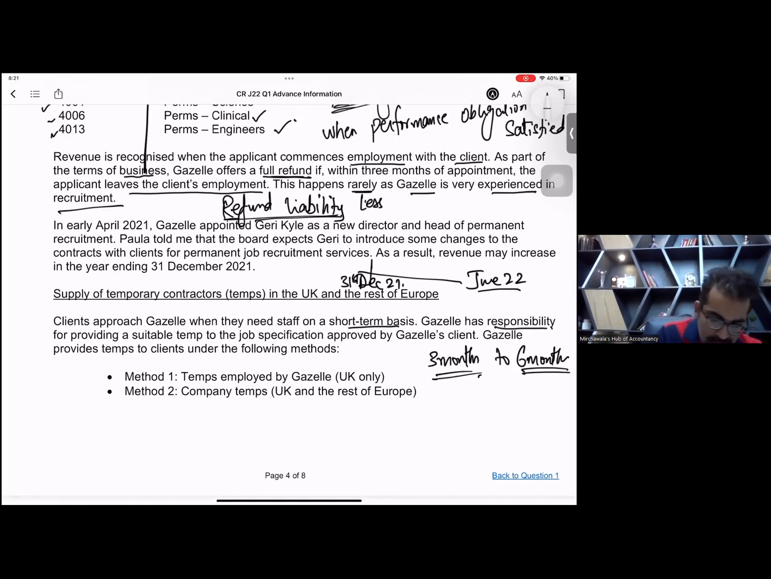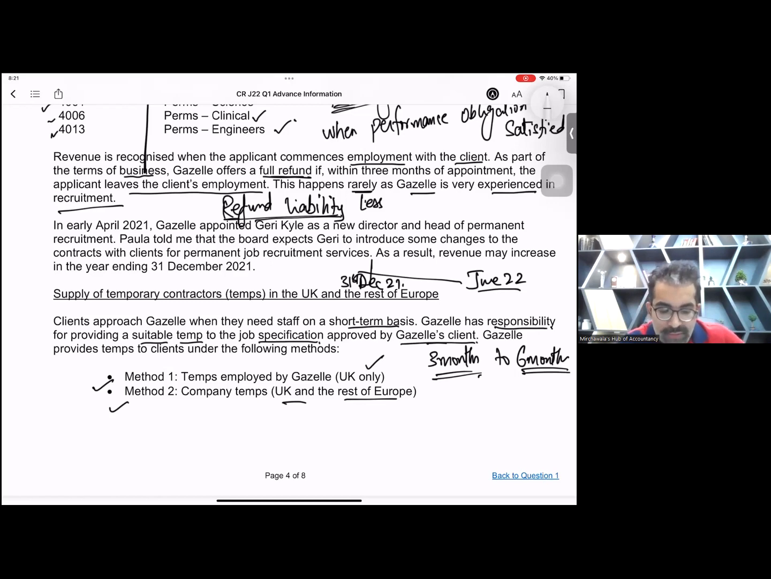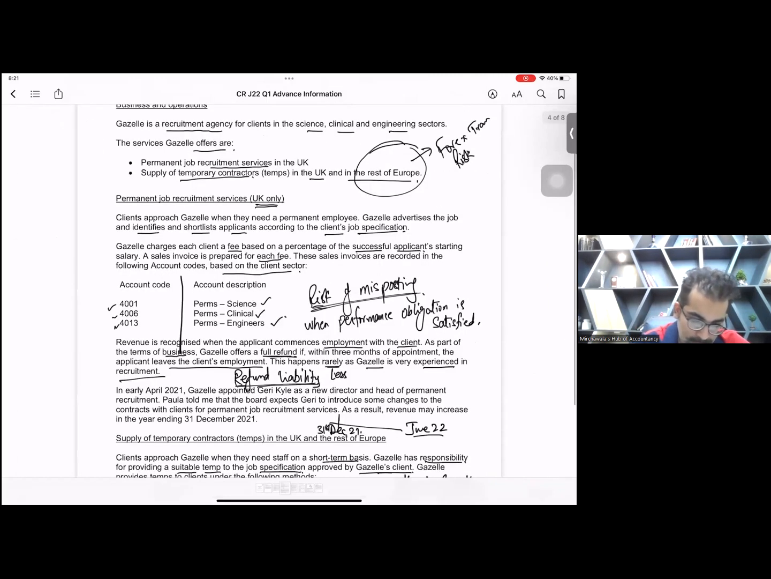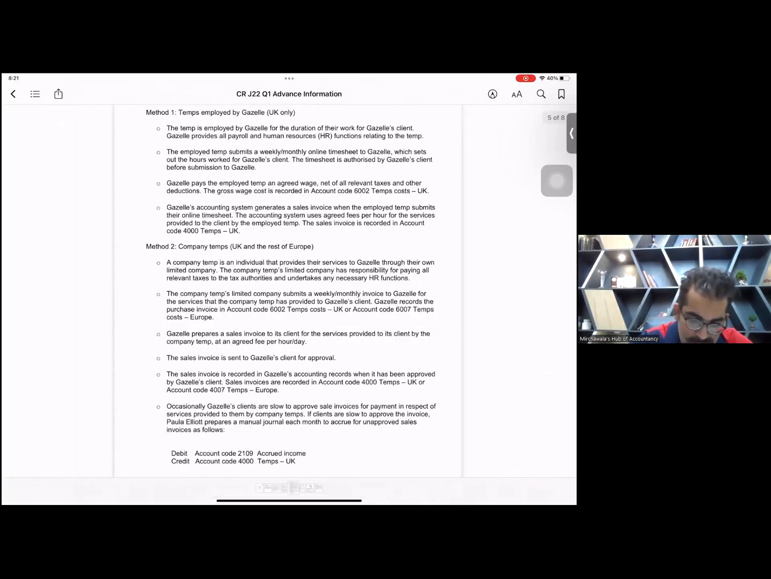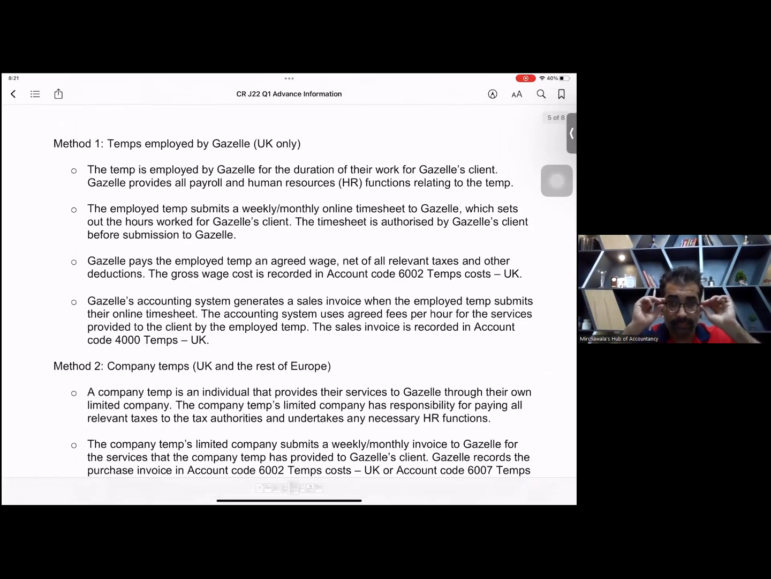Gazelle has a responsibility for providing a suitable temp to the job specification approved by Gazelle's client. Gazelle provides temps to clients under the following methods. This is method 1, this is method 2: temps employed by Gazelle, UK only, and company temps, UK and rest of Europe. So these are the two different methods for temporary service contracts. Now let's study what they are. This is going to be method 1. Let me enlarge the screen.